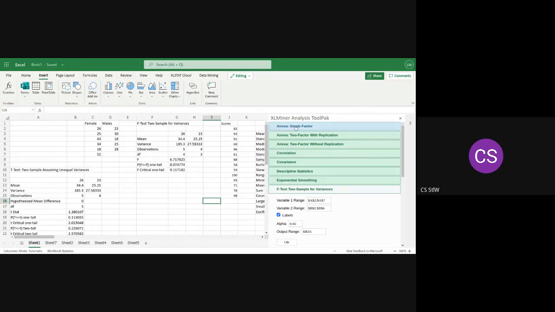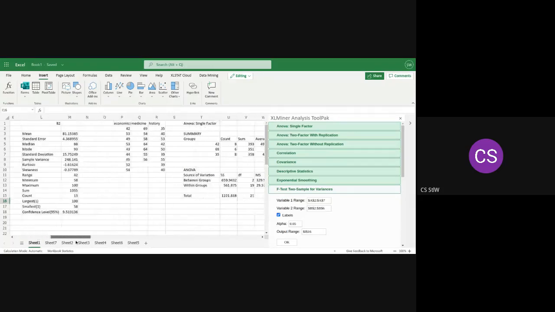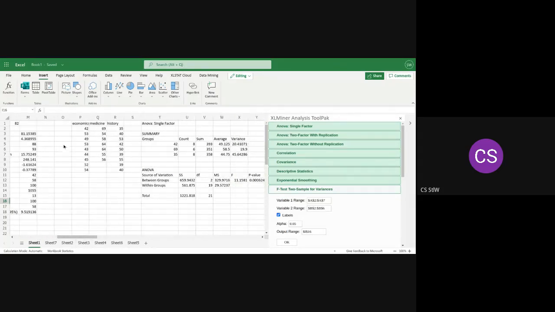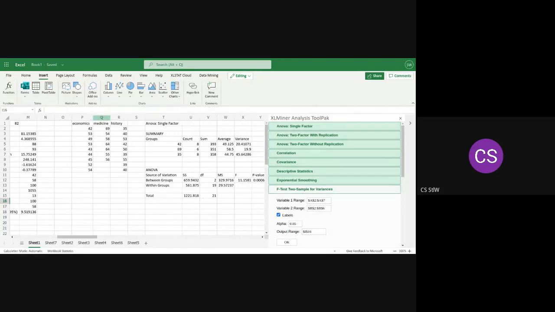Okay, so we are going to use ANOVA single factor. So our data set shall be this one: economics, medicine, and history. So what we are going to do is compare the salaries of those who have a degree in economics, those who have one in medicine, and those who have one in history. So you can just go ahead and note that down.